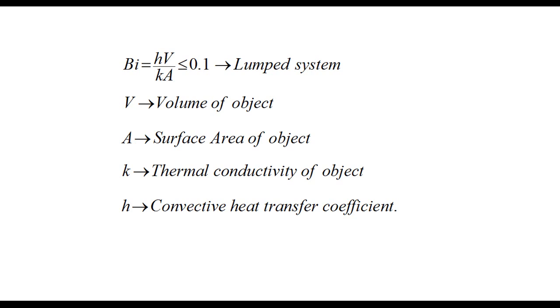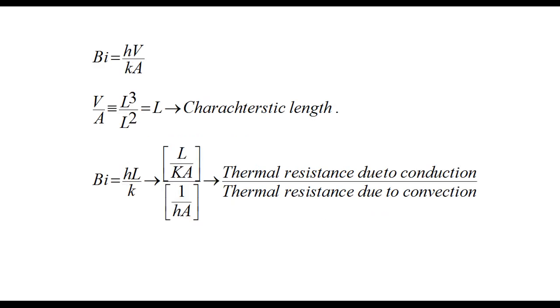See, in hV by kA, the unit of volume is L cube, we know this, and the unit of area is L square. So V by A has the dimension L. In place of hV by kA, we can also write hL by k, because V by A can be written as L. Now we can reform this hL by k like this: (L by kA) upon (1 by hA).